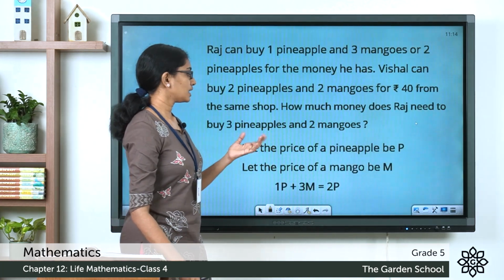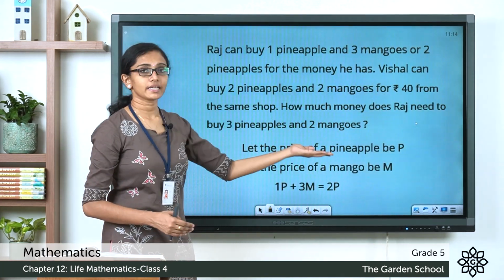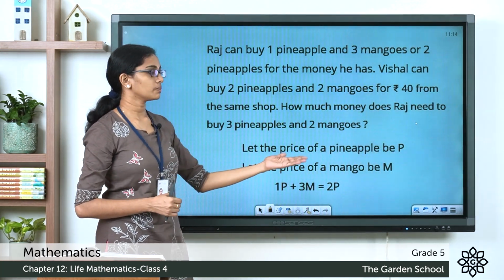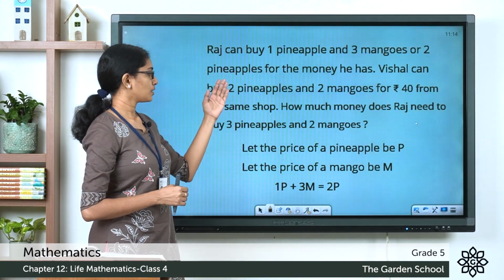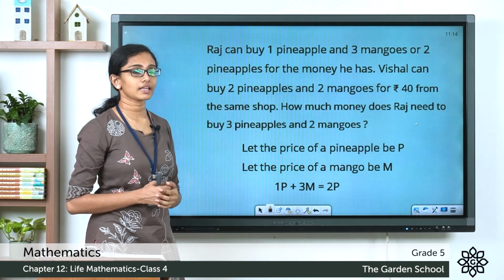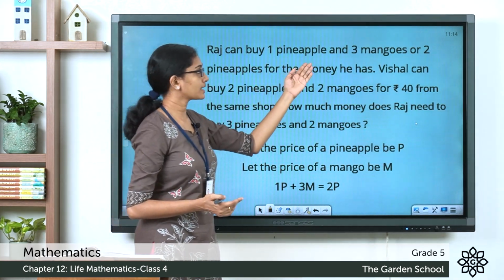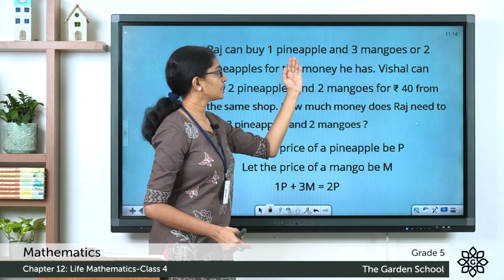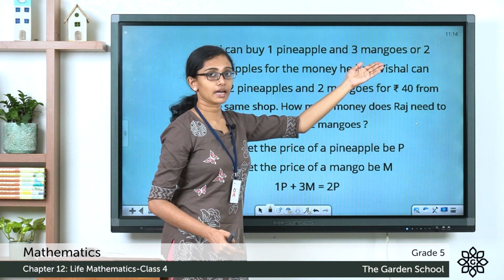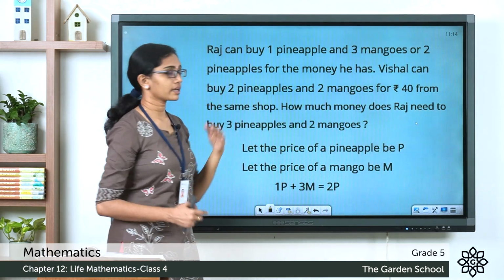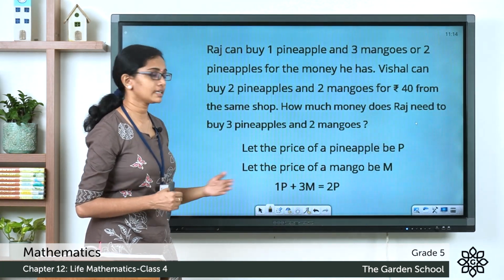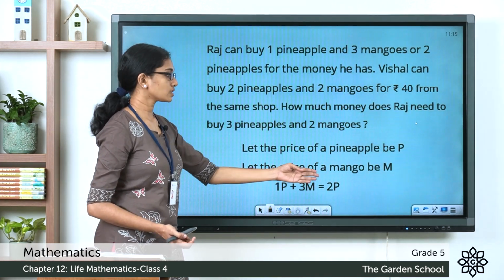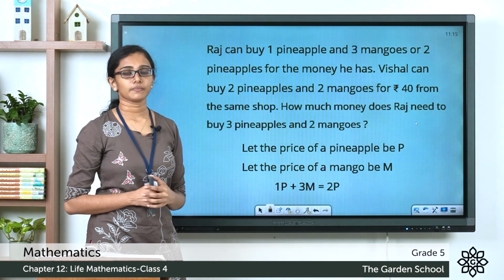So, first, let's suppose that the price of a pineapple be P, capital P, and the price of a mango be M. And in the first sentence, it is given that he can buy either 1 pineapple and 3 mangoes or 2 pineapples, which means the value of 1 pineapple plus 3 mangoes is equal to the value of 2 pineapples. So, from that we can write an equation like this. 1 pineapple plus 3 mangoes is equal to 2 pineapples.